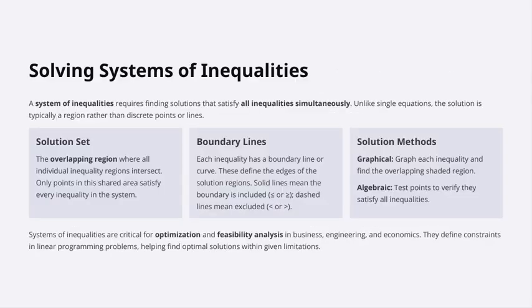When we're solving systems of inequalities, we're looking for solutions that satisfy all of the inequalities at the same time. Unlike solving a single equation, where the solution is just a point or a line, here the solution is typically a region on the graph. This region represents all the points that meet every inequality's condition simultaneously.